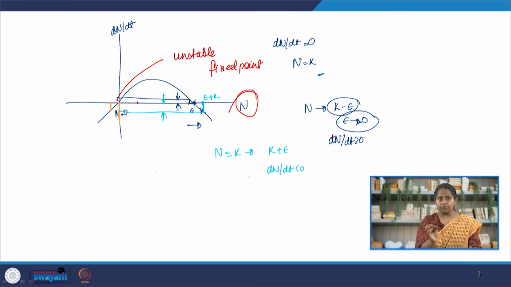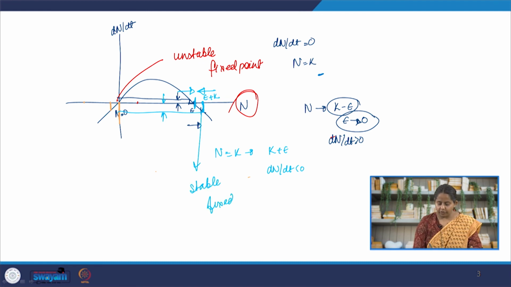So if I move n towards the right side, it's going to try to return back to the fixed point. Notice here, from the fixed point, on introducing perturbation, things try to return back to the fixed point. This is a case of stable fixed point.